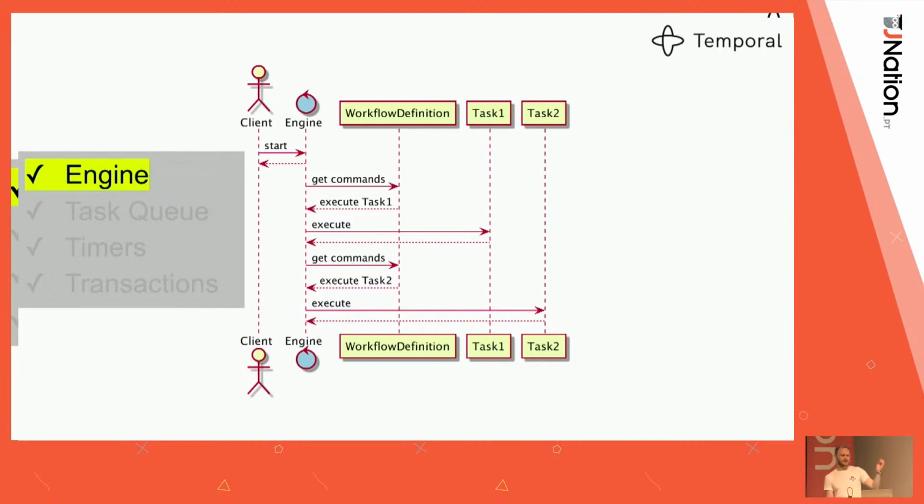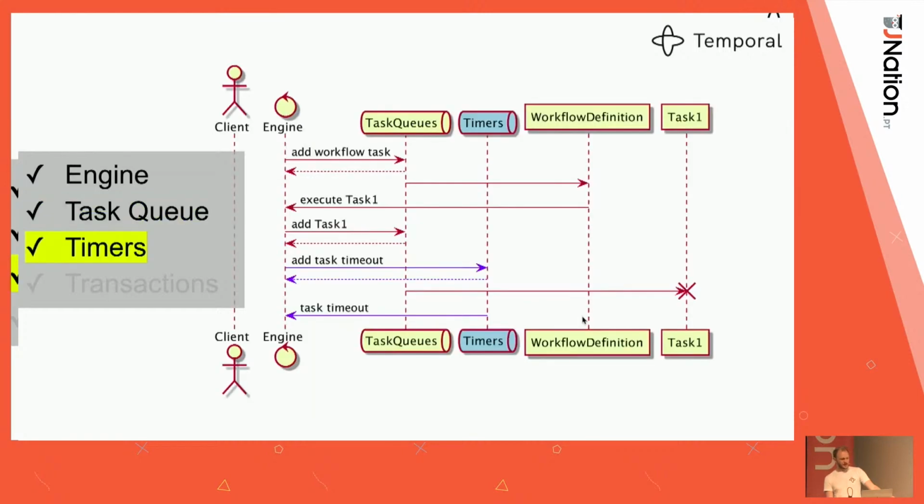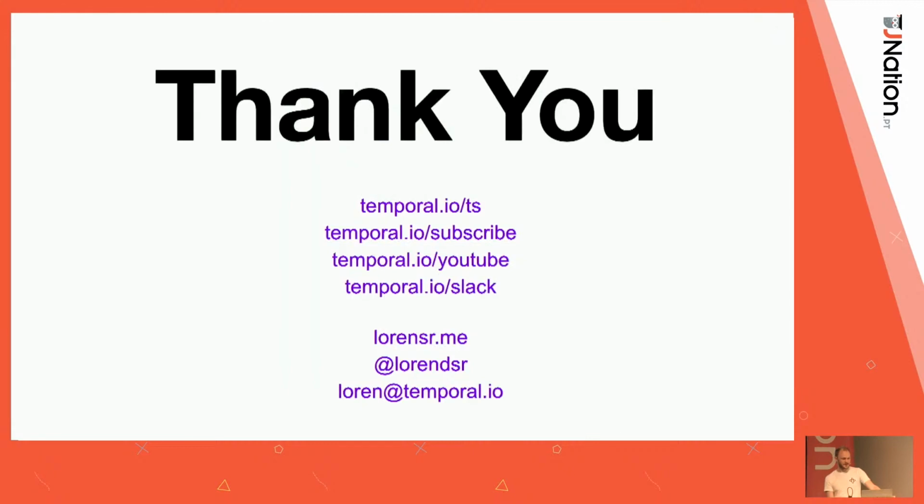But you can't do it this way with the engine calling each one directly. You need a task queue. So here we're adding the queue. The engine is adding tasks to the queue, and the tasks are getting picked up by workers. Then if you add timers, you have another thing to store. And then you need to have transactions between the state of the workflow and the timers and the task queues. So this is a guarantee that we have in our system.